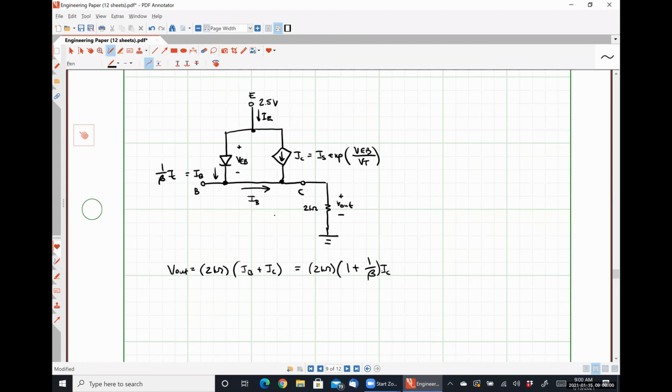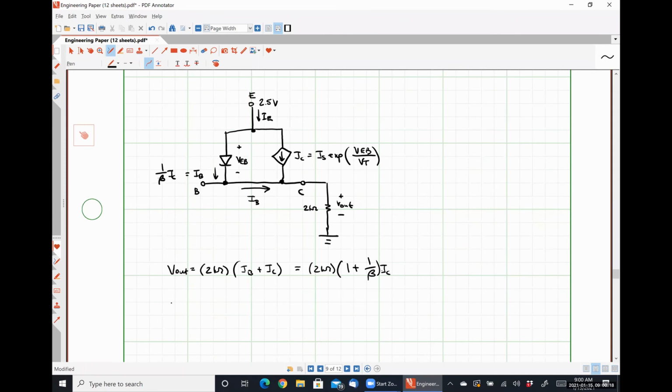Create a second equation. What are your thoughts on the second equation there? 2.5. Okay, so you're suggesting we do Kirchhoff's voltage law around this loop. Well, that's exactly how I did it as well.